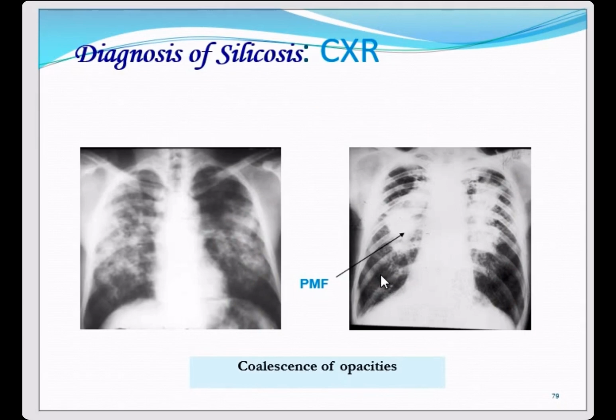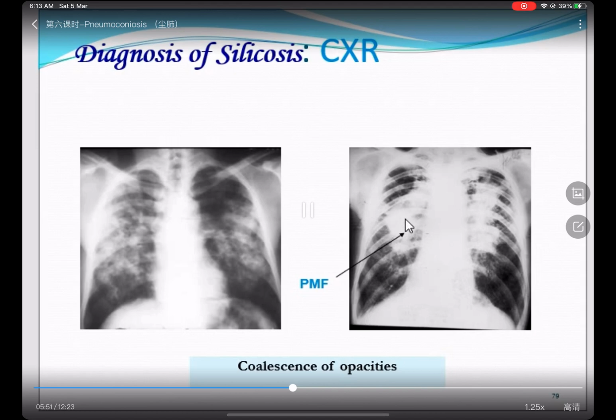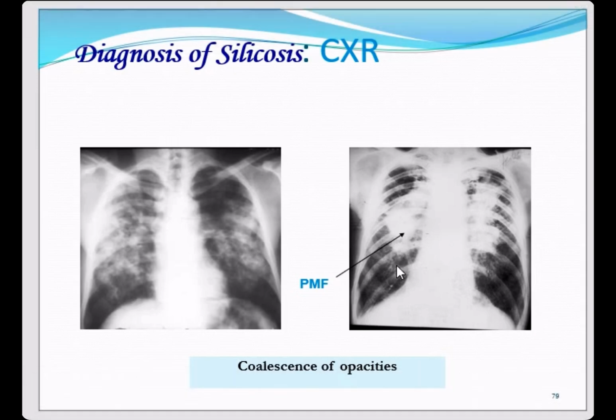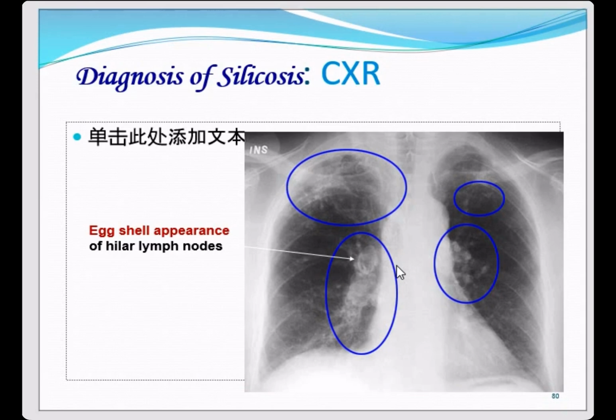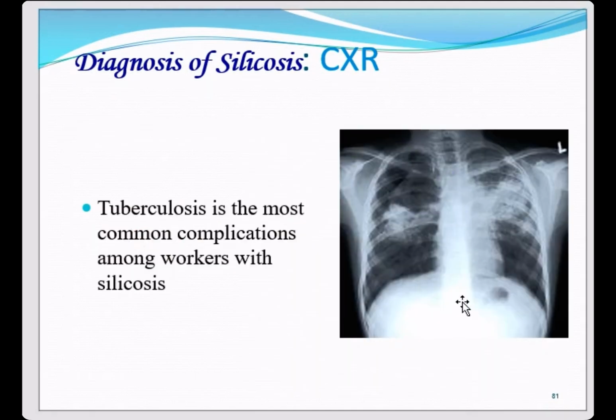For some patients, you may find PMF, progressive massive fibrosis. This is quite a big one. The X-ray can also show the eggshell appearance of the lymph nodes. This you may find, and here it also shows some nodules. At the same time, tuberculosis is the most common complication among workers with silicosis. You will find the big nodule here and here on the X-ray.